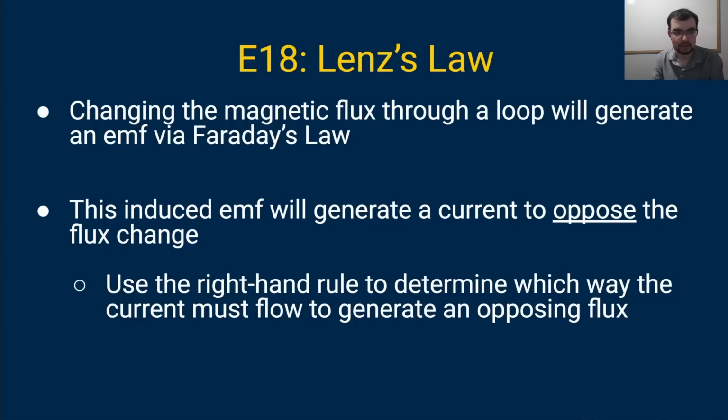Now for a couple of inductions. Lenz's law: changing the magnetic flux through a loop will generate an EMF via Faraday's law, and that EMF will generate a current to oppose the flux change. So figure out what way the flux is changing, and use that to figure out what you need to oppose it. If I'm getting more magnetic field out of the page, I need a current that's going to wrap clockwise to go into the page. So if you find the way that B is changing, your induced current will oppose that. It either is fighting an increase in magnetic field, or it's reinforcing a magnetic field that's decreasing.